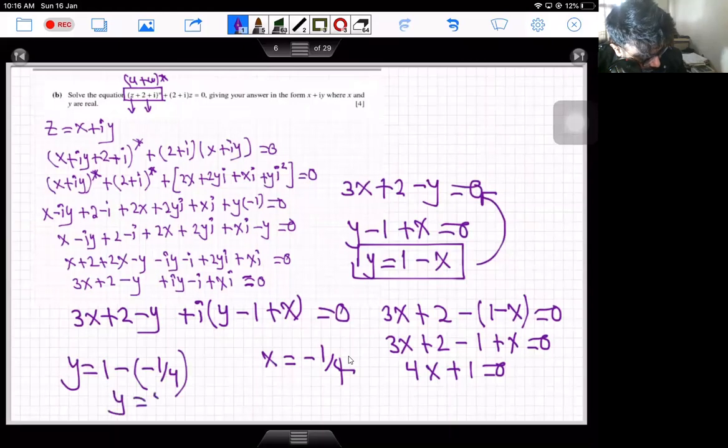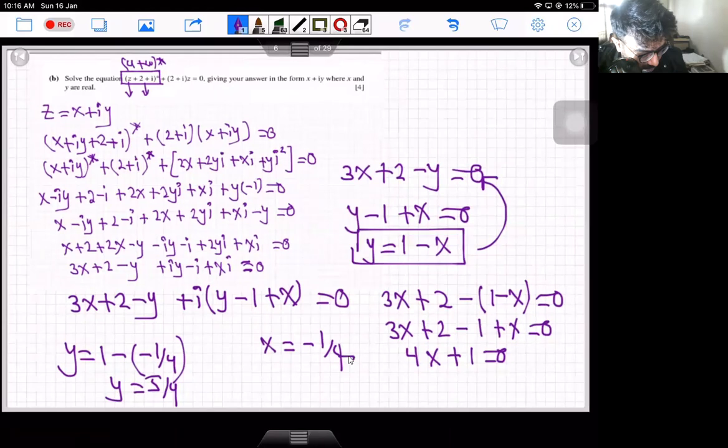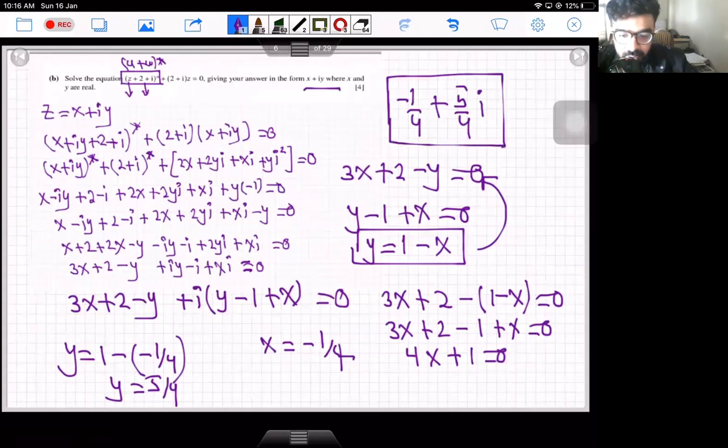Therefore, what we need to do is give our answer in the form of x plus iy. So minus 1 over 4 plus 5 over 4 times i. This is supposed to be your final answer. This was question number 3.